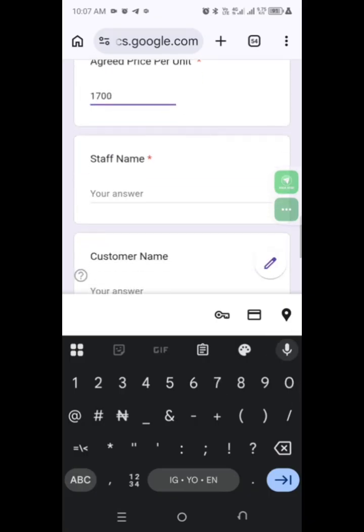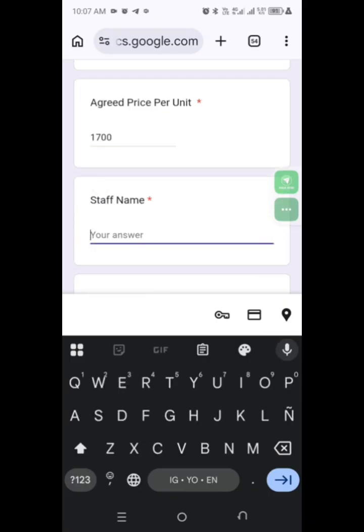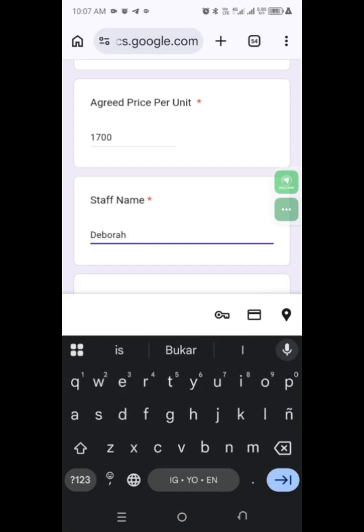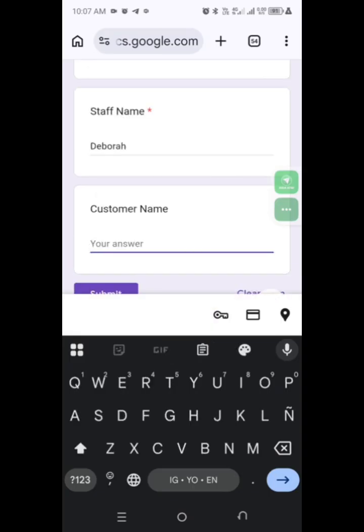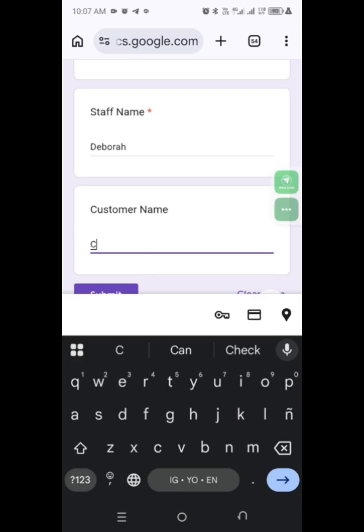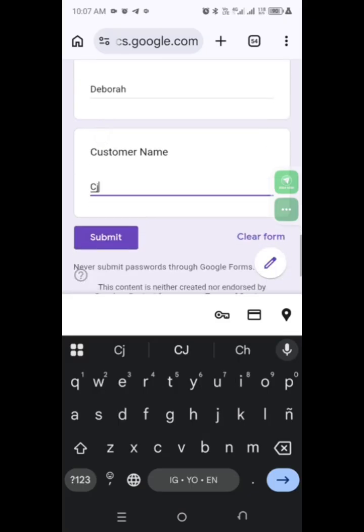Then the staff name. You can always track the staff that made any sale. Let's assume the staff is Deborah. And the customer name: you can also track your debtors. If the customer did not pay completely, you can track your debtors. So BIS helps you track debtors, so you don't forget the debts your customers are owing you. Let's put any name here, CJ. Then we submit.